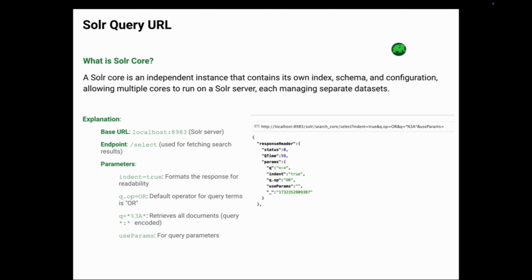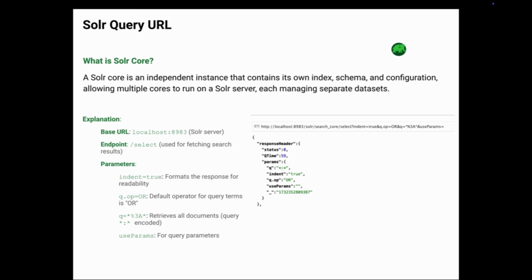So what exactly is a Solr Core? A Solr Core is essentially an independent instance within a Solr server. Each core has its own index, schema, and configuration, which means you can manage separate data sets independently. Think of it as running multiple databases under one roof, each tailored to a specific purpose or data set.